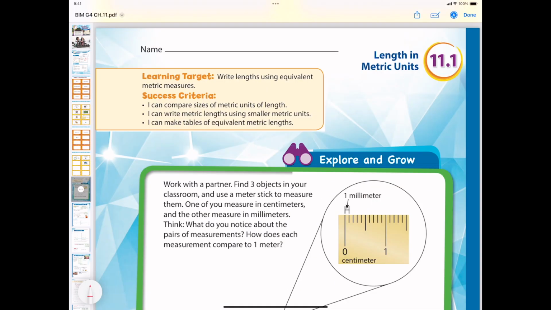All right, so this is lesson 11.1, length in metric units. Our learning target is to write length using equivalent metric measures. And this is the criteria we are going to look at: I can compare sizes of metric units of length, write metric lengths using smaller metric units, and make tables of equivalent metric lengths as well. Okay, so let's take a look.